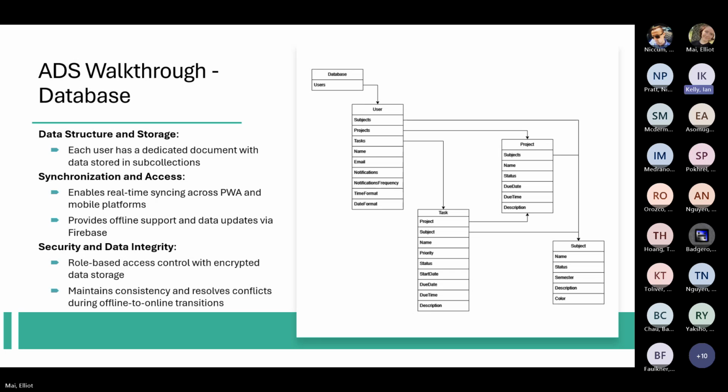We've got role-based access control, and the data is encrypted. Essentially, once the user logs in, they'll have access to only the data that is listed under their user ID. And because the PWA and mobile app are both synced to the same database, they share data. Any changes made to one are automatically pushed up to the other.